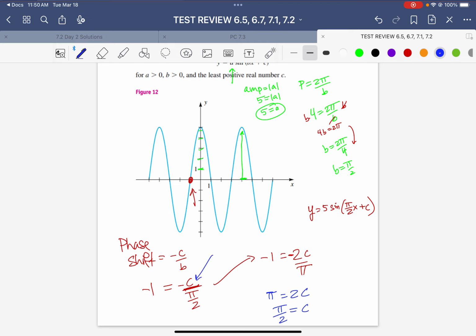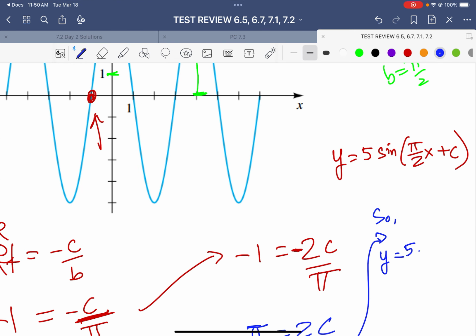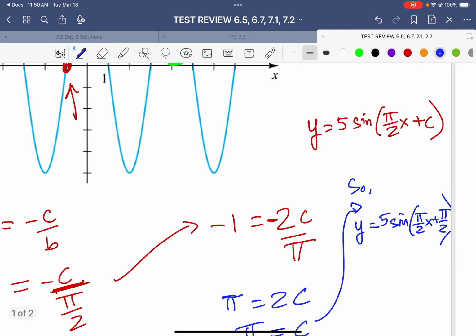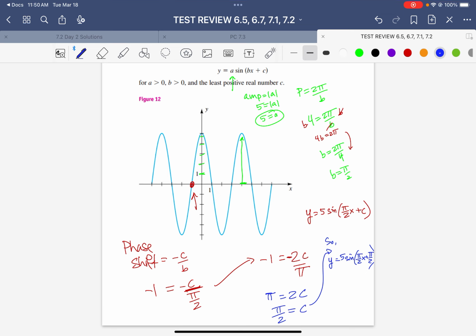And I think that kind of makes sense if you plug it in there. So my function is y is equal to 5 sine of pi over 2x plus pi over 2. That's going to be the function that makes that picture.